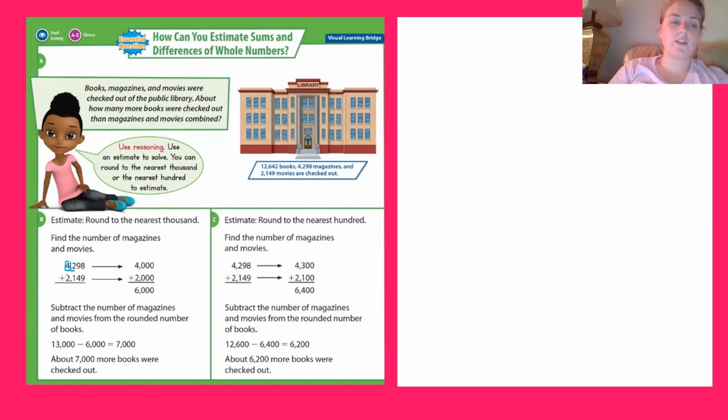Let's do the next number, 2,149. I'm still rounding to the nearest 1,000. So oops, that's a 2. I'm going to look next door. If the number next door is 4 or less, I let the circled number rest. So this is 1. So my circled number is going to rest. So it's going to stay 2, and then everything after it becomes zeros. So I have 4,000 and 2,000. I'm going to add those numbers together. So I know 4 plus 2 is 6. So if I estimated the sum, I would have 6,000.